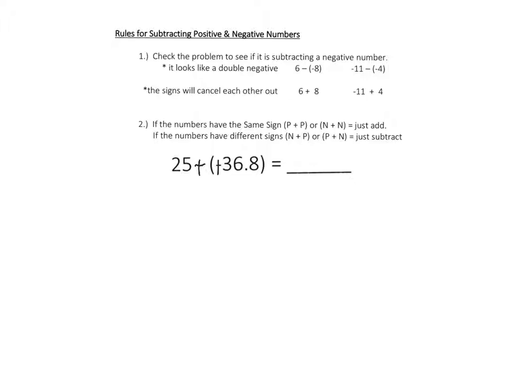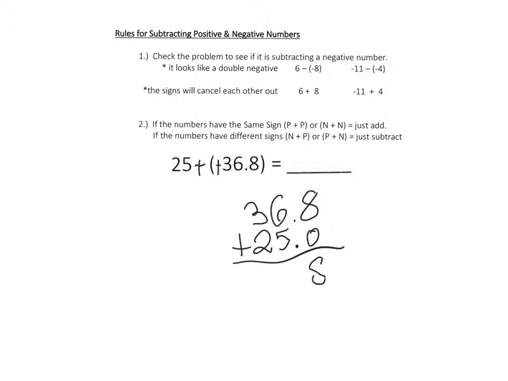When you add the same signs, we just add. So we have 36.8 plus 25. I like to add the decimal and 0 for place value. So now we continue. 8 plus 0 gives us 8. We bring our decimal straight down. 6 plus 5 gives us 11, so we put the 1 and we carry a 1. 3 plus 2 gives us 5, plus the 1 we carried gives us 6. So we get a positive 61.8.